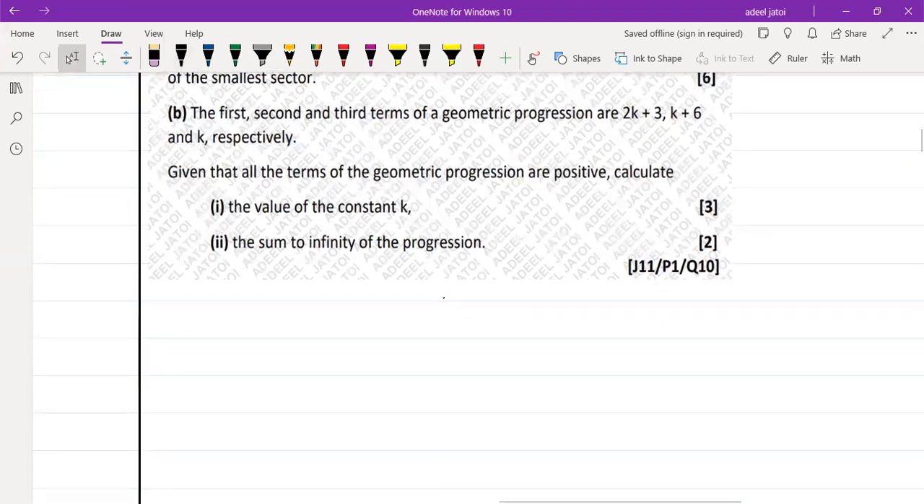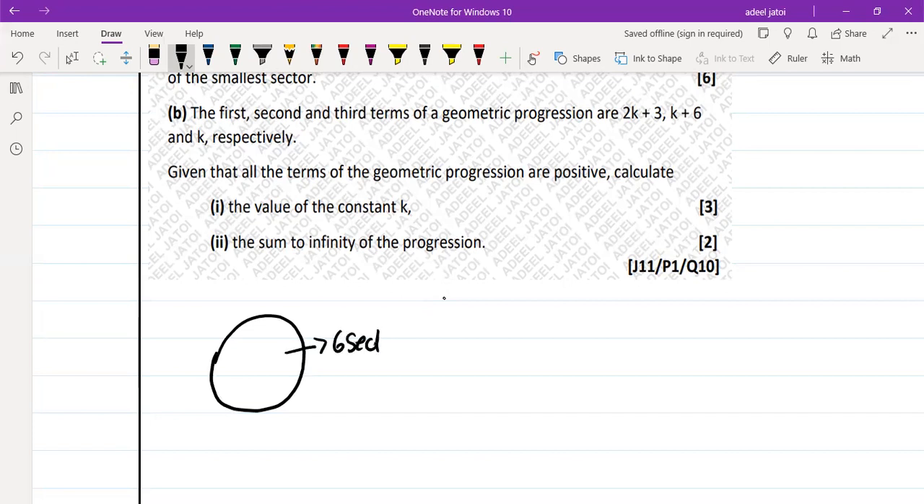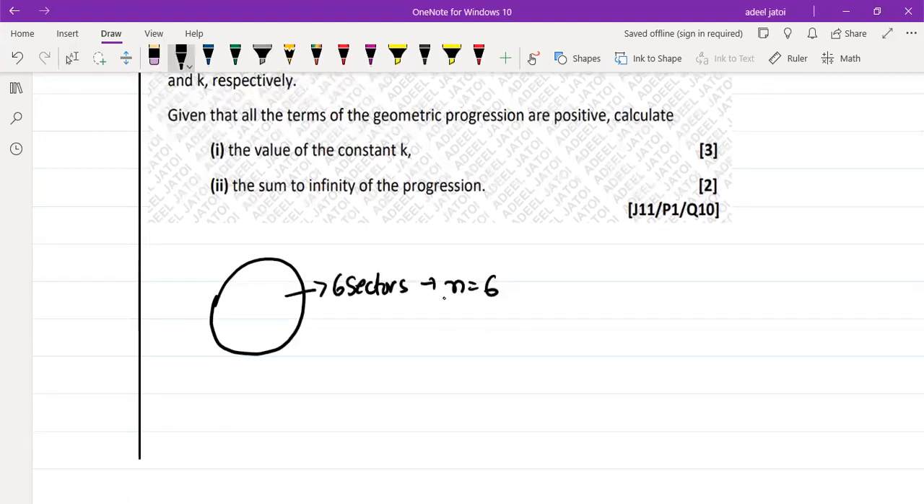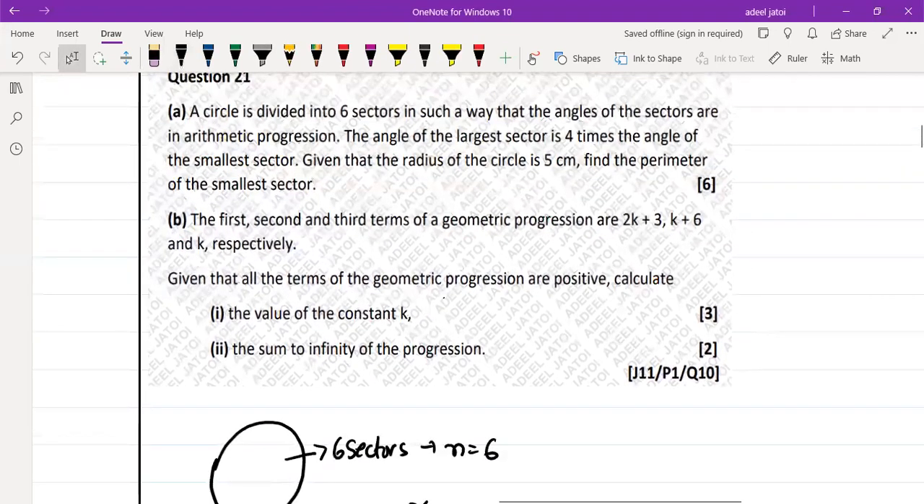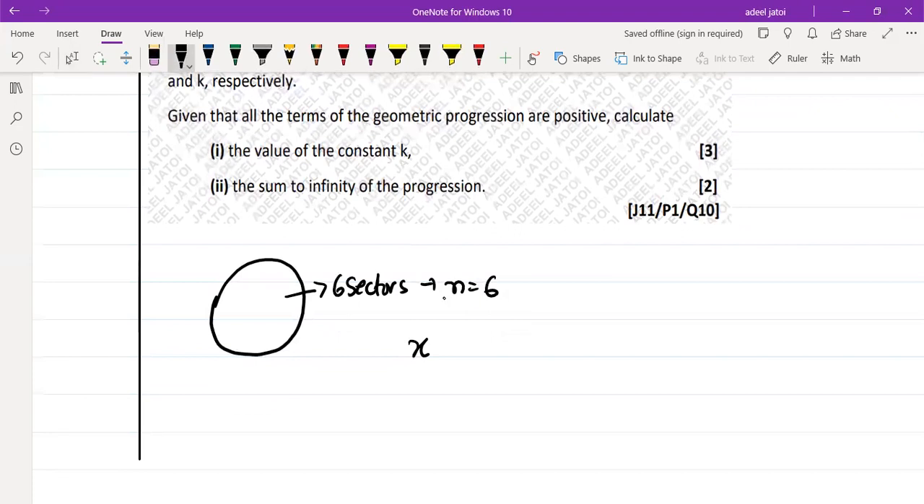First things first, what you need to understand is that there is a circle and the circle has 6 sectors. So that means your n is equal to 6. Now, considering that the first value is x, because the question clearly says that the angle of the largest sector is 4 times the angle of the smallest. So considering that the smallest value is x, what will be the last value? It should be 4x. If the first value is x, the last value will be 4x.